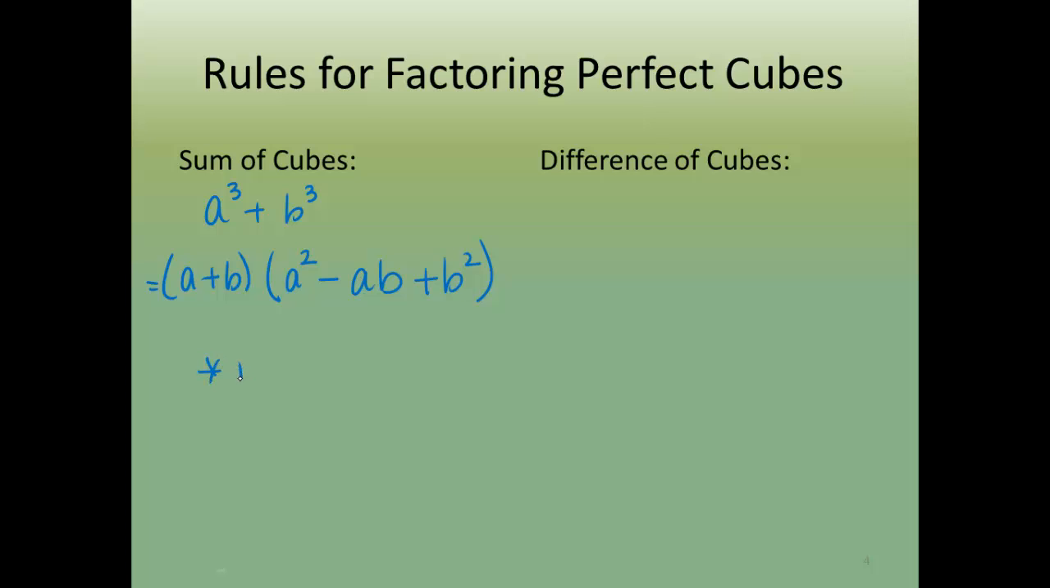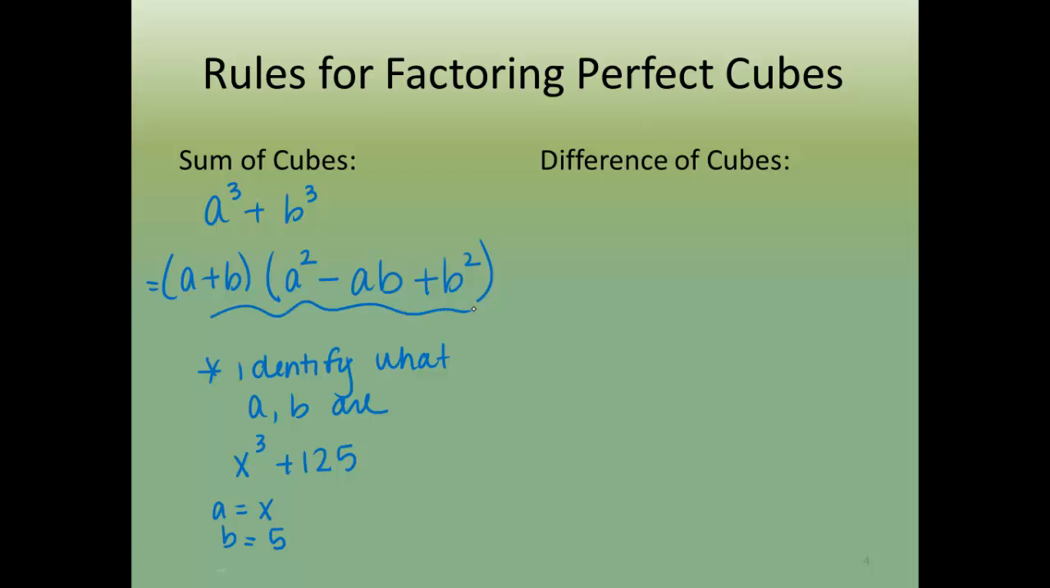You must identify what a and b are. For example, if I have x cubed plus 125, I will identify a to be x, that's what's being cubed, and b in this case will be 5. So when I go to substitute those values into my rule, then I'm clearly going to put them in the correct position. I'm not substituting in 125 and squaring it, I'm substituting in b equals 5 and squaring it.